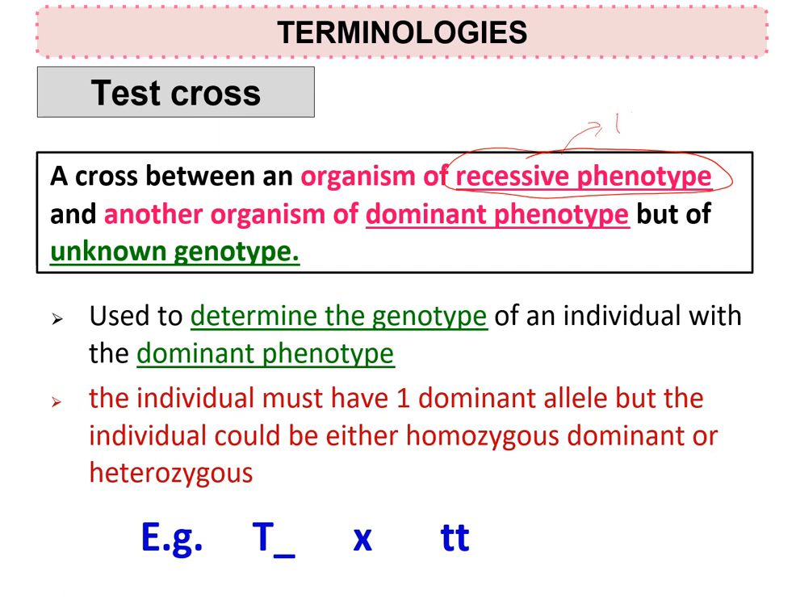Let me use another letter. Homozygous recessive trait. We know recessive phenotypes have homozygous recessive genotype. While another organism has a dominant phenotype but unknown genotype. It has a dominant phenotype, for example, a tall plant. But the genotype might be homozygous dominant or heterozygous. So we want to determine this one or this one. That's when we should use the test cross.